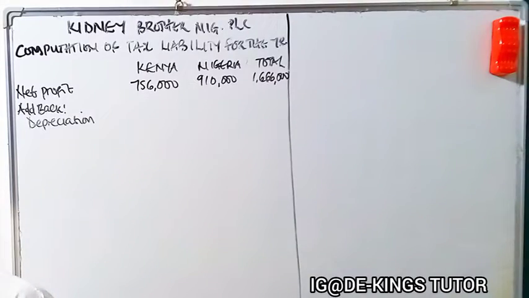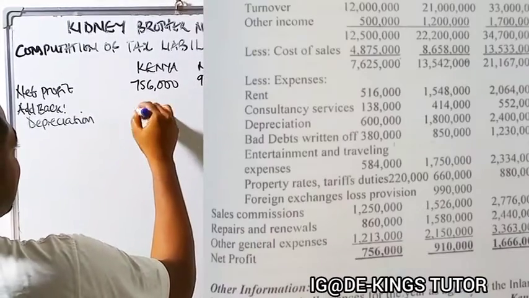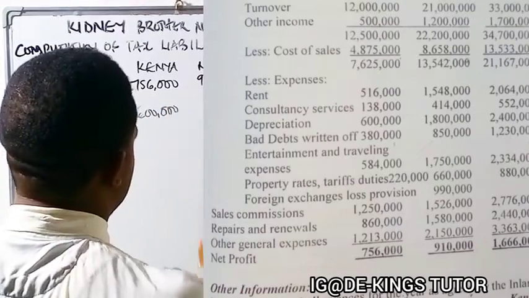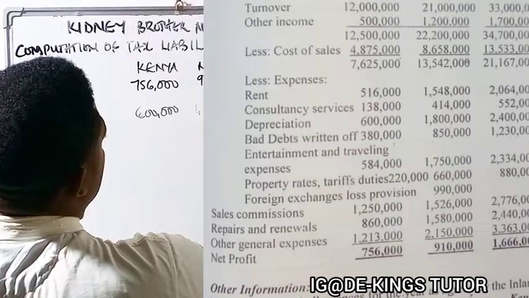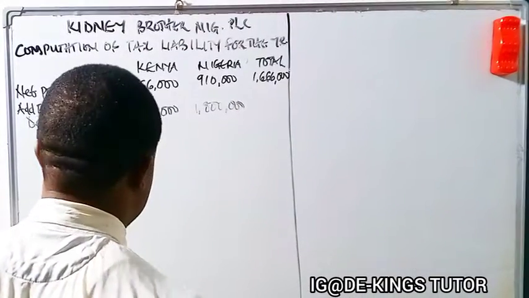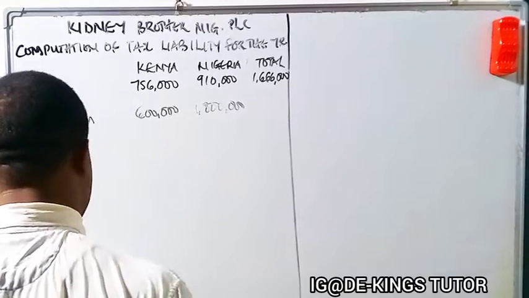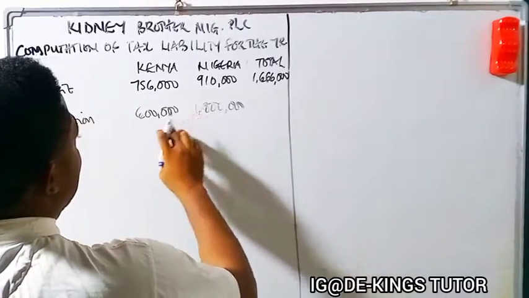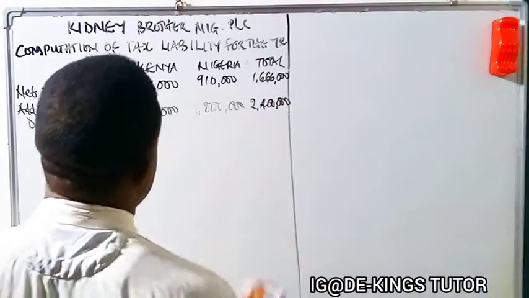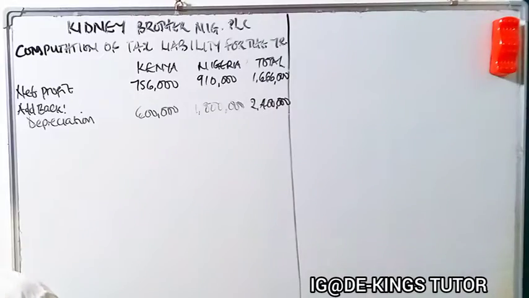So depreciation for Kenya is 600,000. For Nigeria, it is 1,800,000. Okay. Now if you add 1.8 million plus 600,000, it will give us 2.4 million. Now that is depreciation.